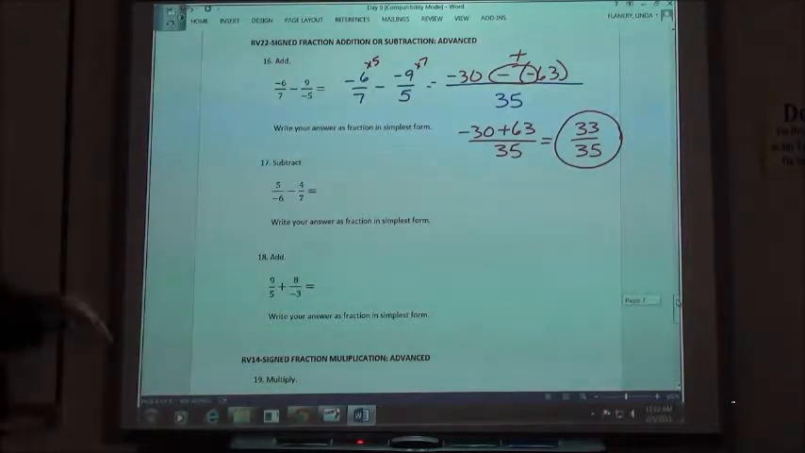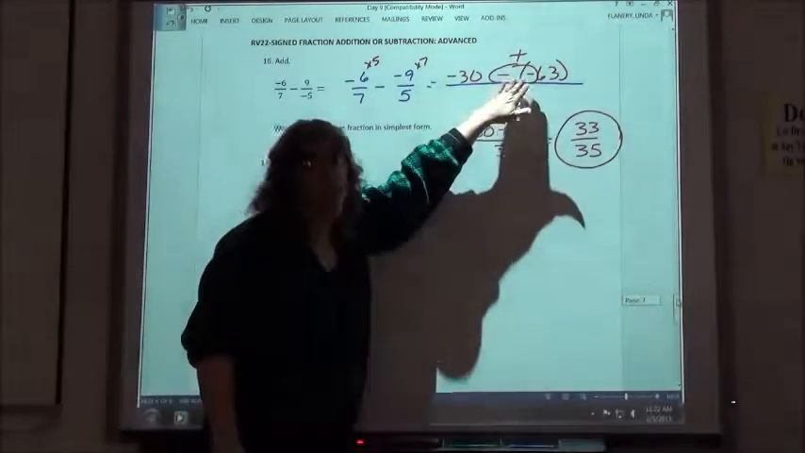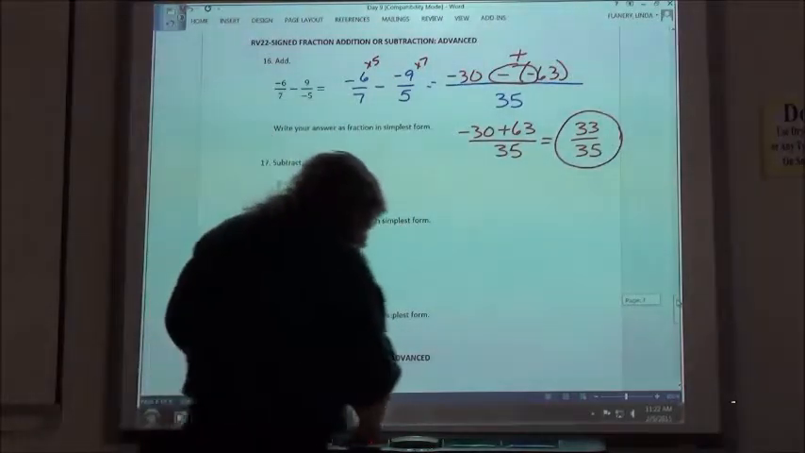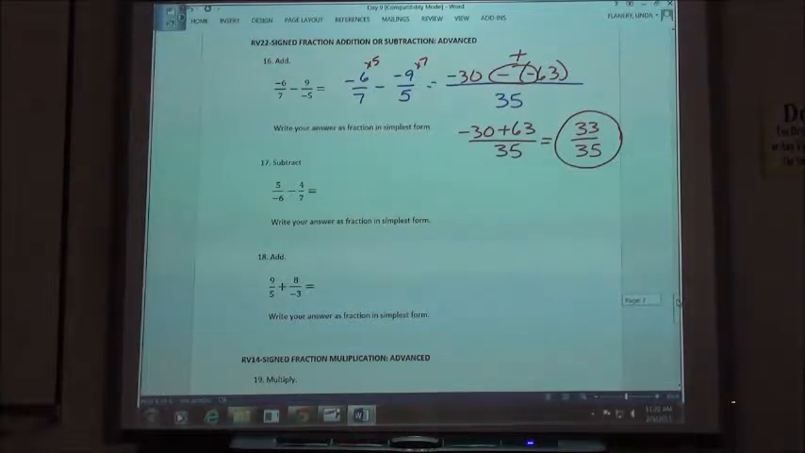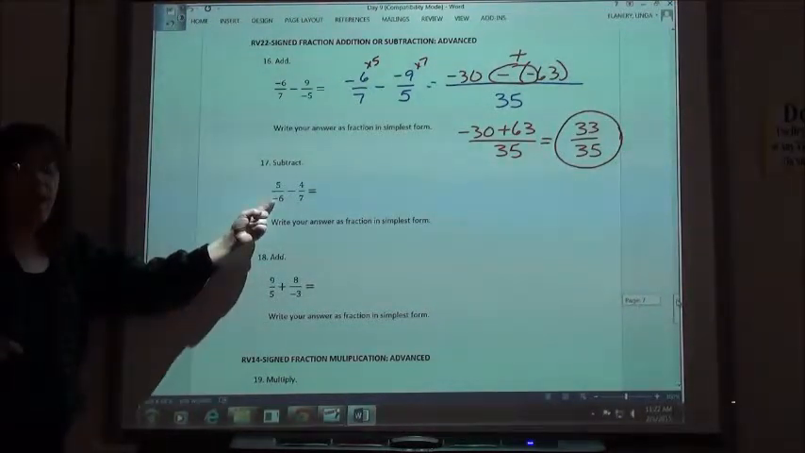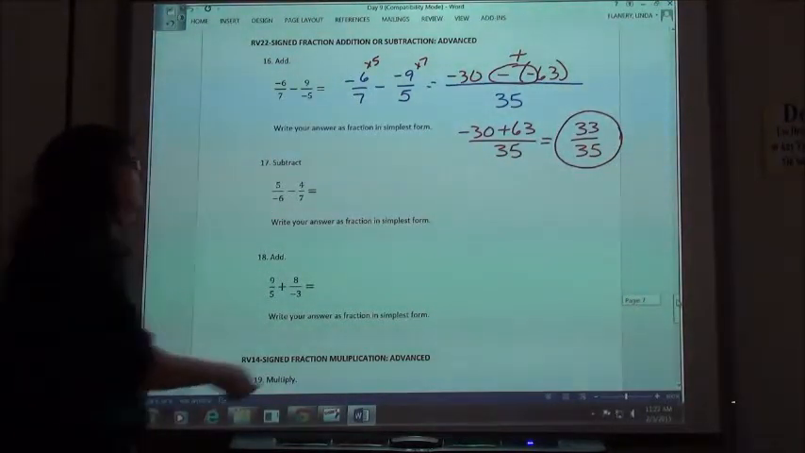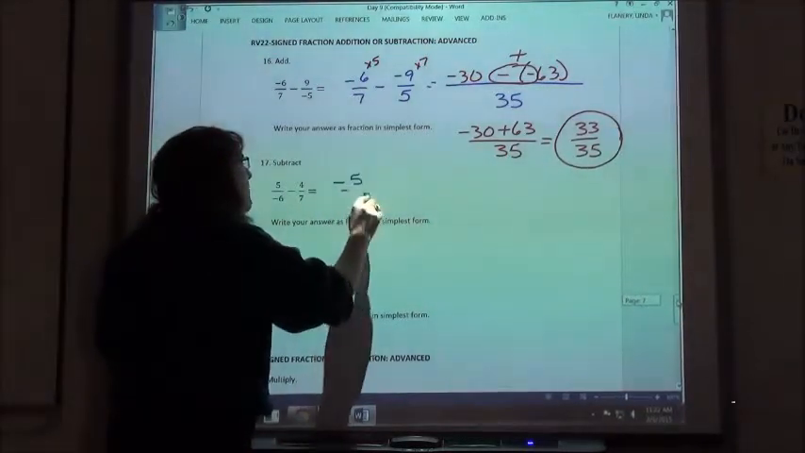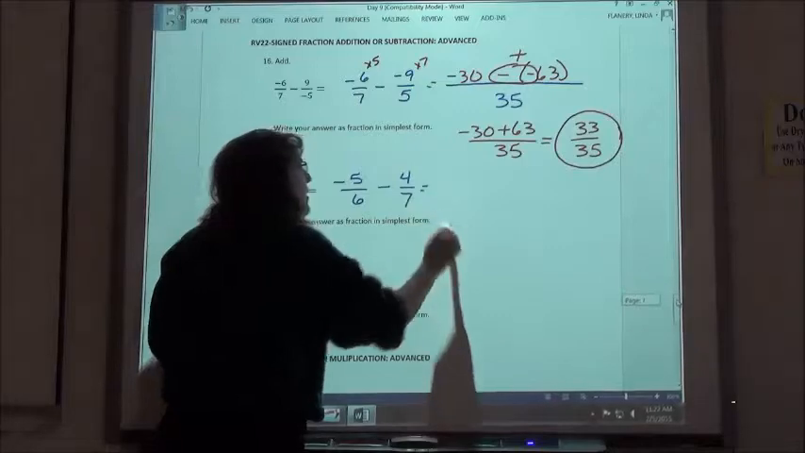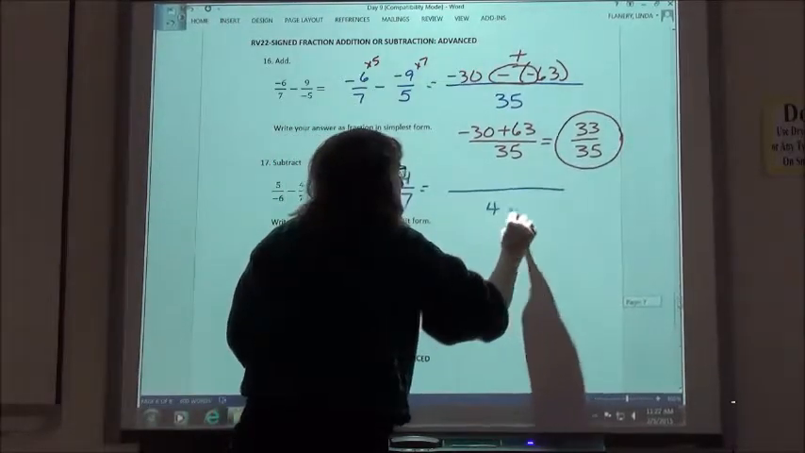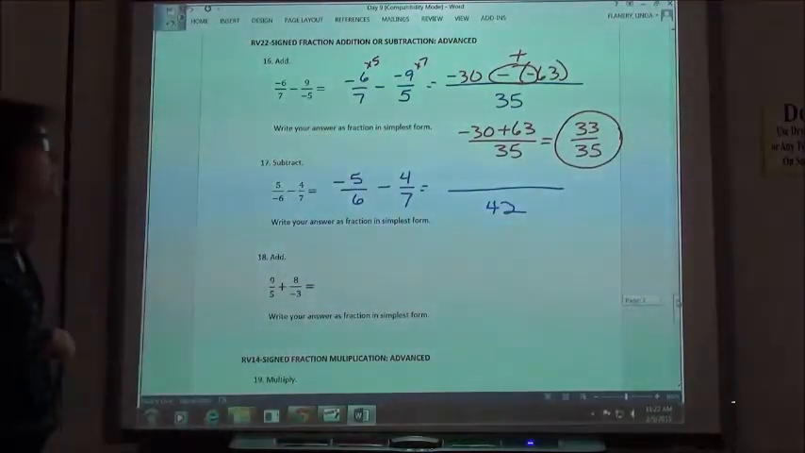So throwing all those rules in for adding and subtracting, that subtracting a negative becomes a positive, and working our fractions out. So again, on number 17, there is a negative on the bottom. We're going to put it with the top number instead, so we're going to make the problem negative 5 over a positive 6 minus our 4/7. We then can find our common denominator, which is a positive 42.